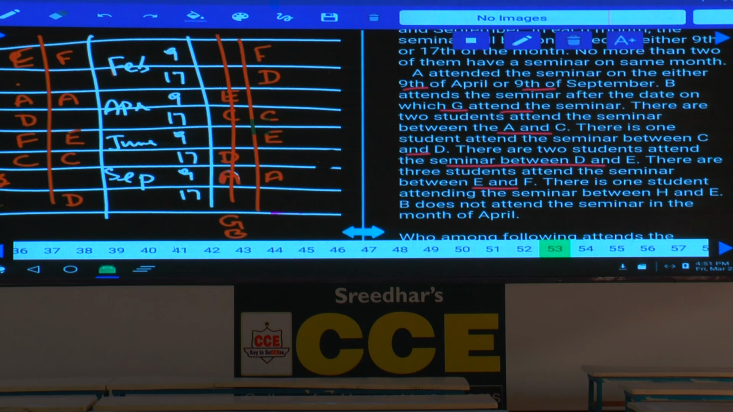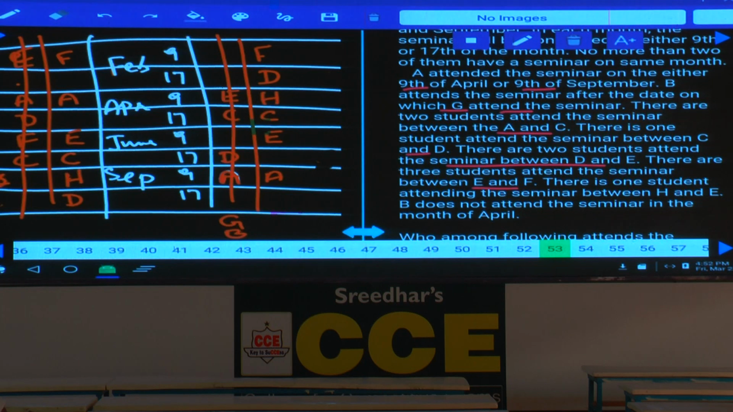Then there is 1 student between H and E. Between H and E, there must be exactly 1 person. Now in this case, H must be here. 1 person between H and E. Now in this case, H is here. 1 person between H and E, this is ruled out. Now we are left with only 2.